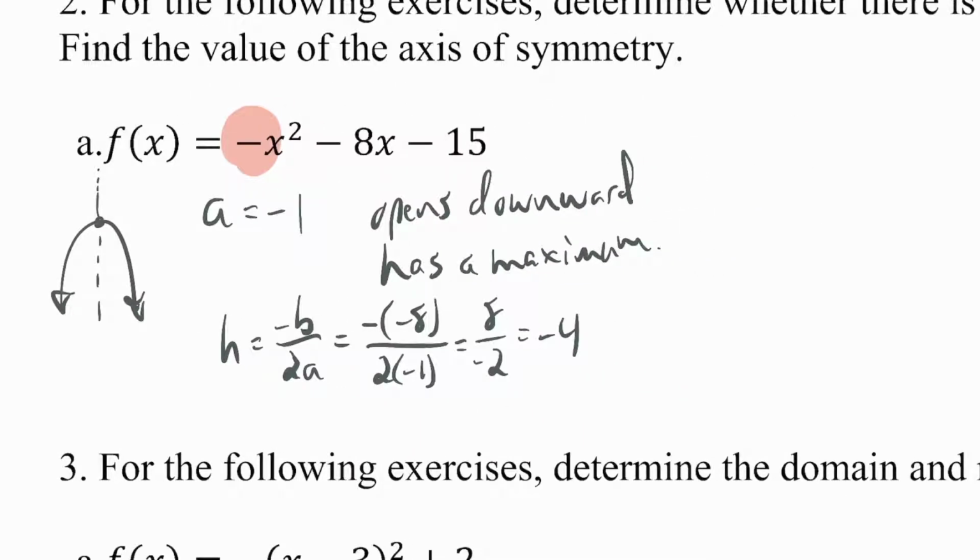And notice that this last coefficient doesn't affect this. The negative 15 affects where the graph is positioned vertically, but it doesn't affect whether it opens up or down, and it doesn't affect where the axis of symmetry is.